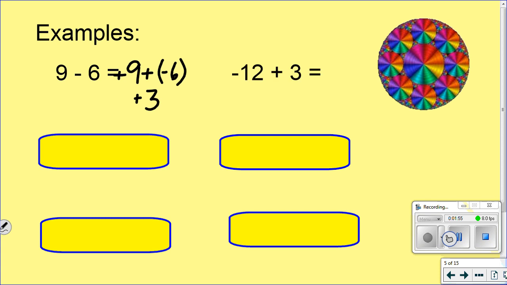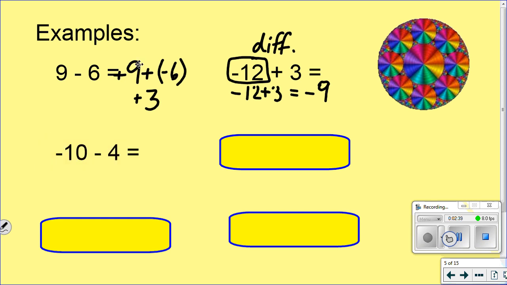Take a look at another one. I have a negative 12 plus 3, so I have a negative 12, and it looks like I have a positive 3. So the signs are different, right? Different signs. I'm going to subtract those. So I could just say 12 minus 3, right? And that's 9. But the sign of my larger number is a negative. So that's actually going to be a negative 9. So negative 12 plus 3 is negative 9. Sign of the larger number.